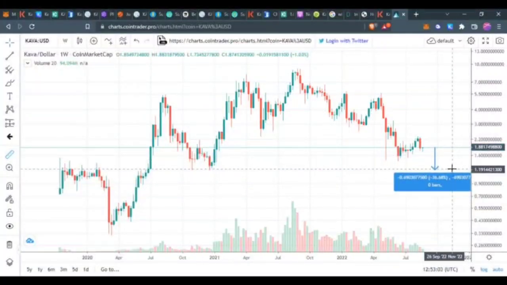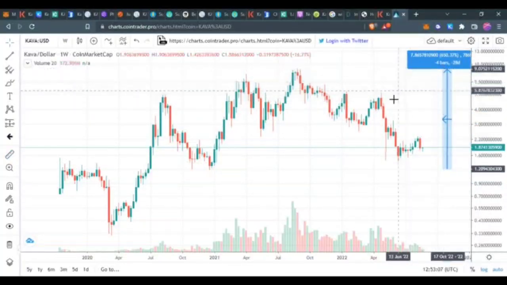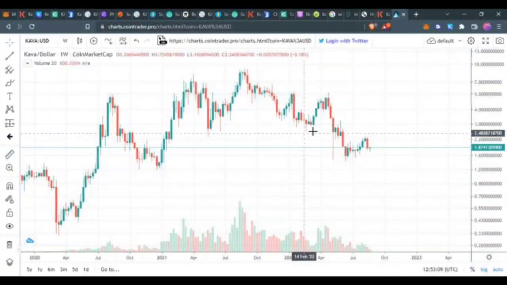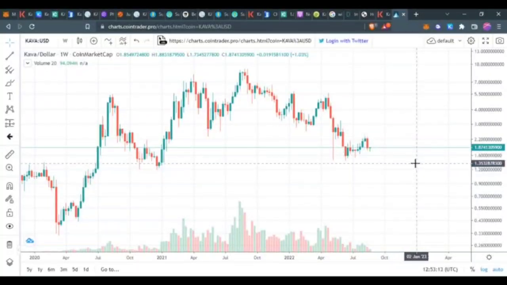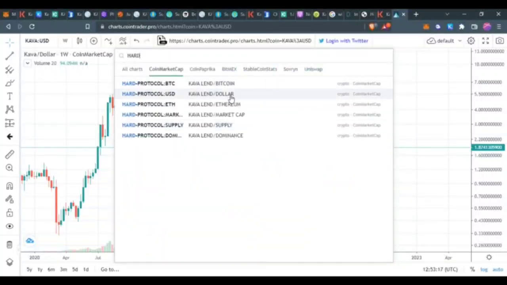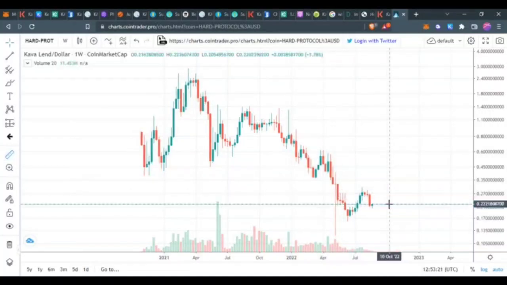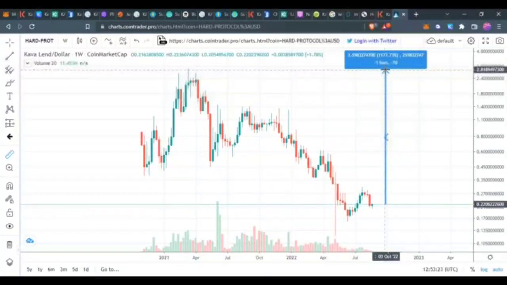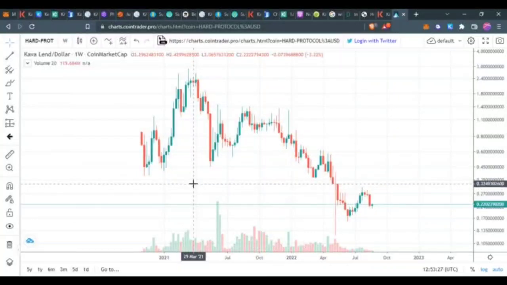But now, if we were to go from here back up to your previous highs, you're looking at about a 650% return. And that's not even including the amount of passive income you're going to have coming in from the Kava you're staking and other things like that. Let's take a look at the Hard Kava Lend protocol. Right now, you're at your lows, and just from your lows back up to your previous highs, you got about 1100% return there with Hard.